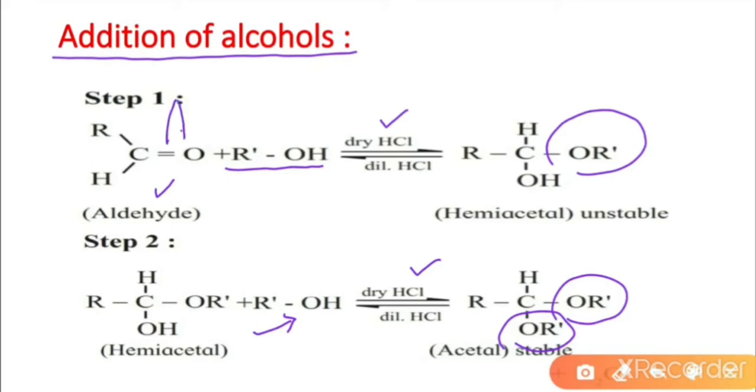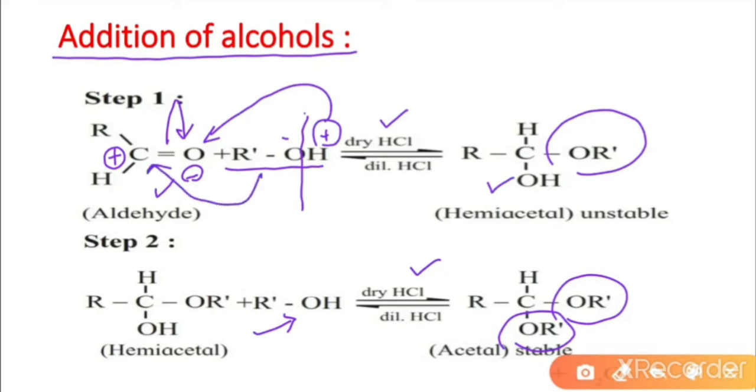First, the aldehyde pi bonded electrons are transferred toward oxygen. Oxygen becomes negative, carbon becomes positive. Breaking of the OH bond, alkoxy minus ion is obtained, H plus is obtained. H plus attacks oxygen to form OH, and alkoxy attacks carbon to form the alkoxy derivative hemiacetal, an unstable compound.